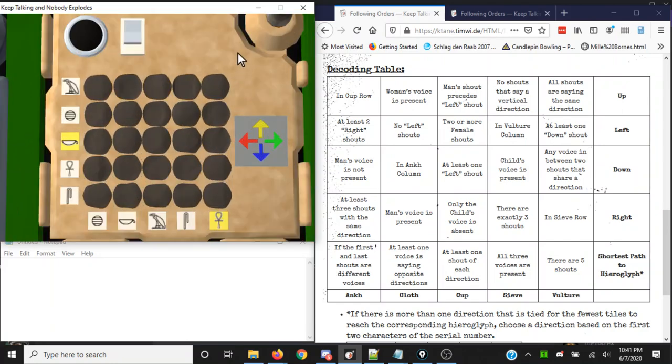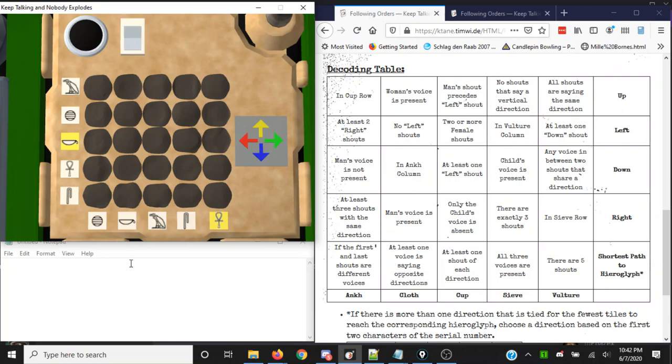To determine how to safely navigate the maze, you need some help from the module, and it gives it to you by shouting at you. When you flip the switch highlighted here, it will play a series of 3 to 5 shouts, at least it usually will. These shouts are up, down, left, and right, and can be done by a man, woman, or child.